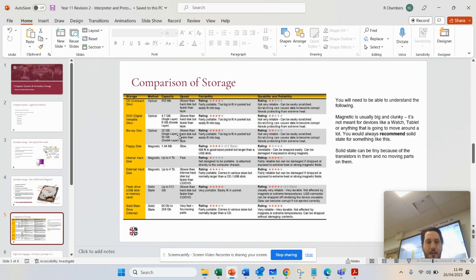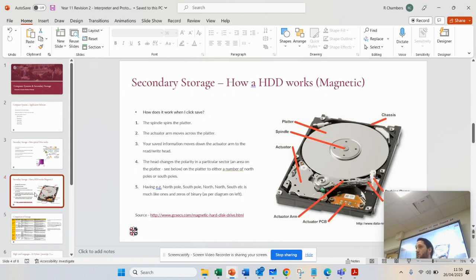But solid state is good for portable devices. But the problem with solid state is that over time, the transistors inside break down, which then means it doesn't work anymore. So it's got a limited read and write lifespan. So you've really got to understand, whereas a magnetic hard drive has a much longer lifespan. How long are magnets going to last? A lot longer. But the problem is the transistors over time burn out inside a solid state drive.